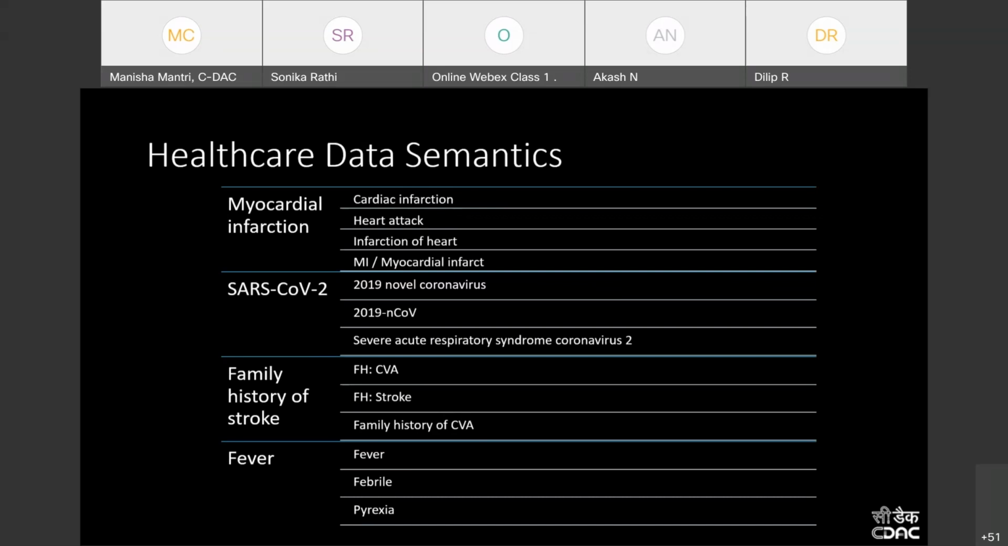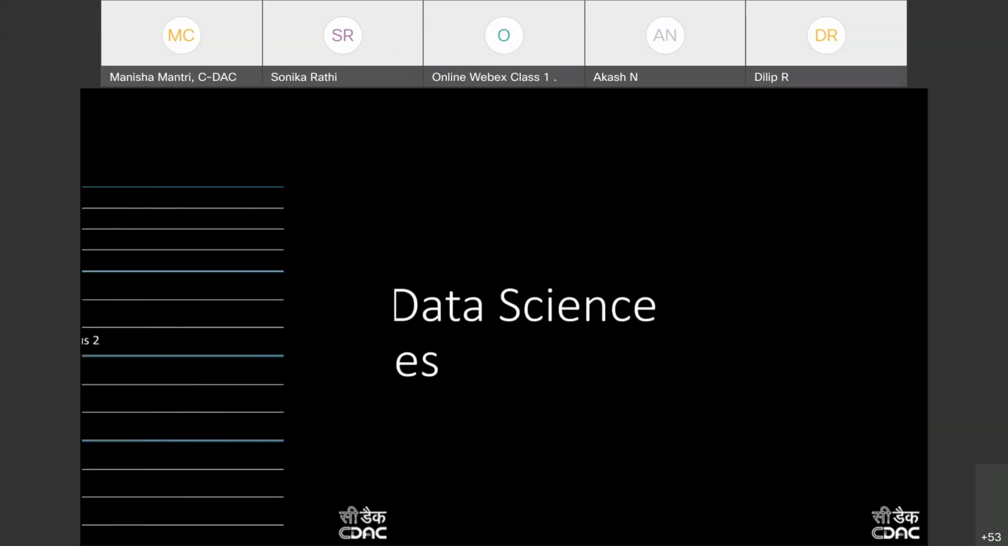For instance, we take SARS-CoV-2 as the name of the virus. Then it has 2019 novel coronavirus, 2019 nCoV, and a full form of severe acute respiratory syndrome coronavirus 2. The similar goes for family history of stroke, where healthcare providers very frequently write FH:CVA, like cardiovascular accident, right? And then multiple options, synonyms for even fever, for that matter.